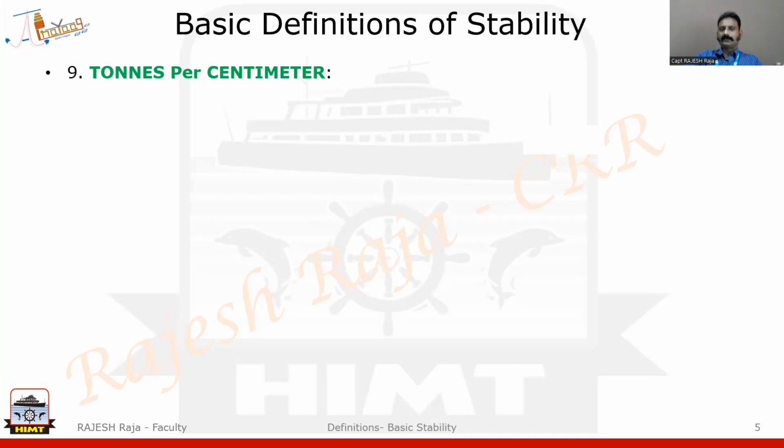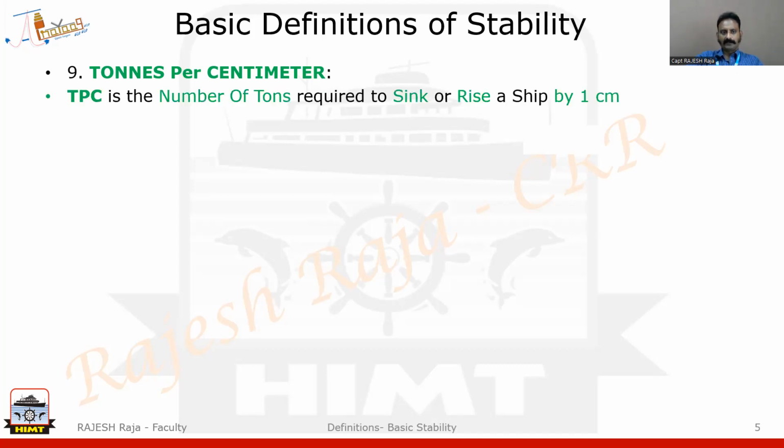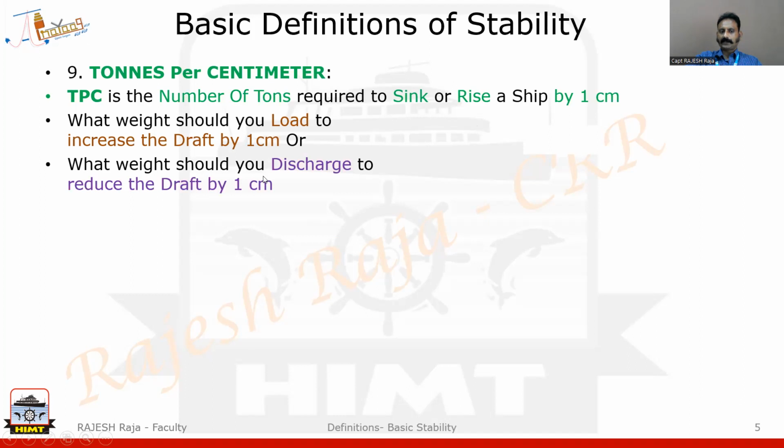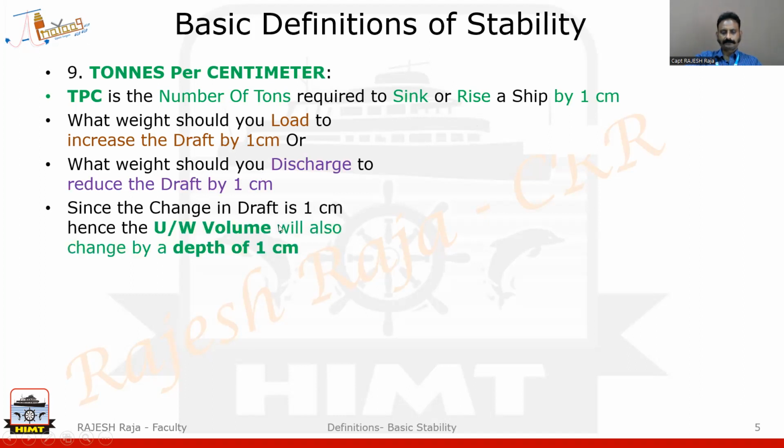It gives a very quick guide for the mate, so he can very easily guess what is going to be the sinkage or rise of the vessel's draft. So TPC is the number of tons required to sink or rise a ship by just 1 centimeter. So a 1 centimeter draft change will be observed. In other words, what weight should you load to increase the draft by 1 centimeter, or what weight you should discharge to reduce the draft by 1 centimeter. So this is your tons per centimeter.